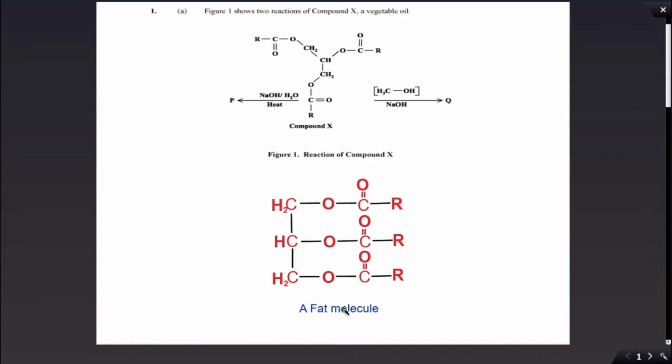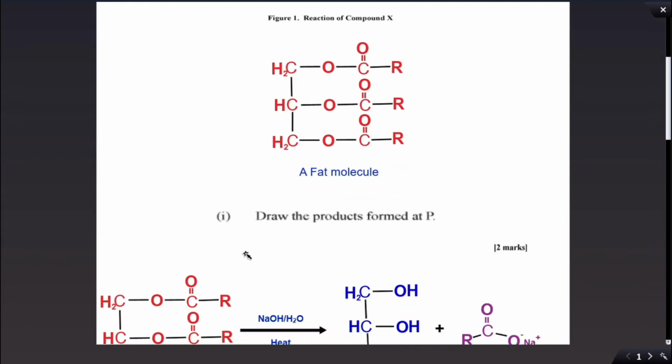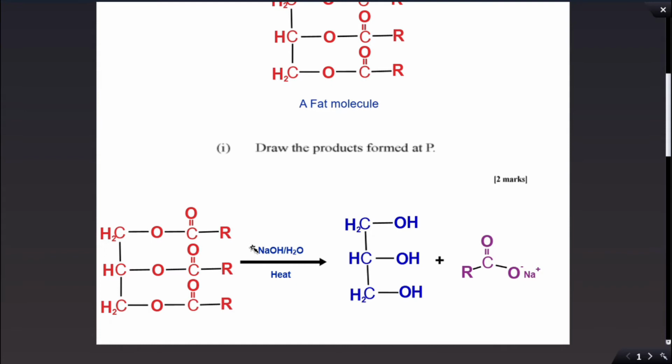Now, compound X is a fat molecule, and fat molecules are produced from fatty acids and glycerol, which is an alcohol. So that's an esterification reaction. So fat molecules are actually esters. Let us look at the first question, which asks us to draw the products formed at P. So these are the products formed at P.